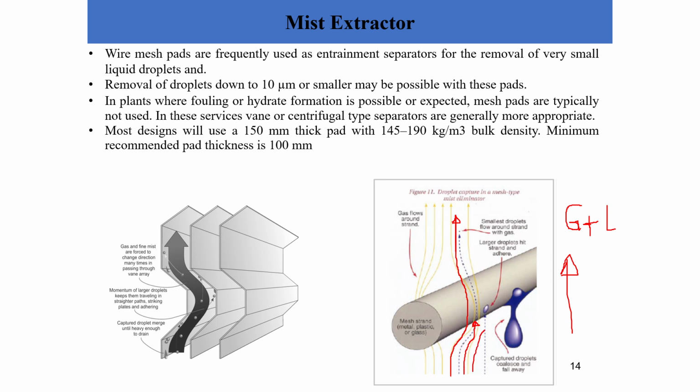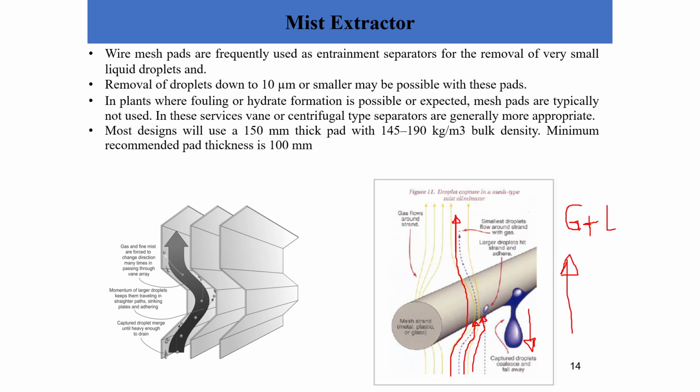So here is the water droplet. They will all accumulate on the surface of the mesh, and as a result, the size of the water droplet will start to become large, and then it will fall from the mesh. So this is the basic principle, or the basic mechanism, of how the mist extractor is working.